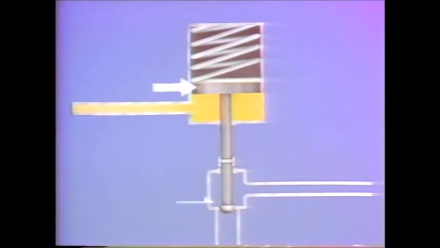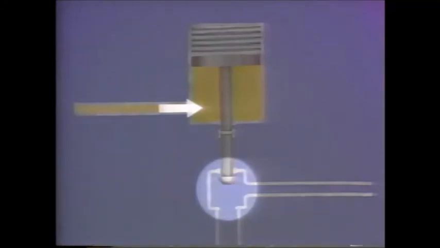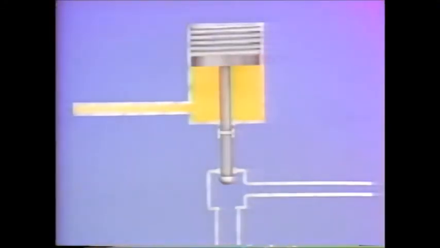A piston is connected to the valve, and a spring above the piston holds the valve closed. To open the valve, oil is allowed to flow under the piston, causing it to rise. When the piston is fully raised, the stop valve is open. To close the valve, oil is bled out of the cylinder.